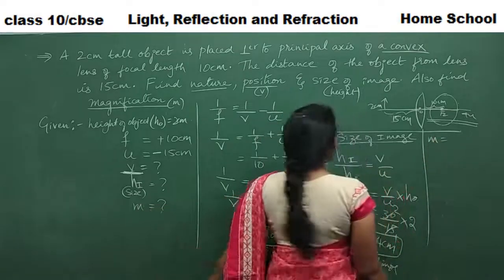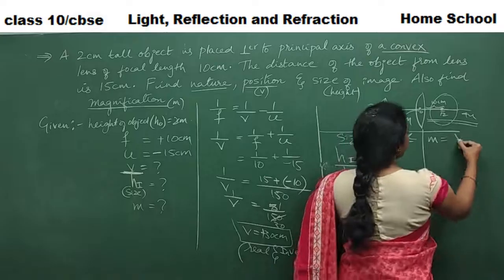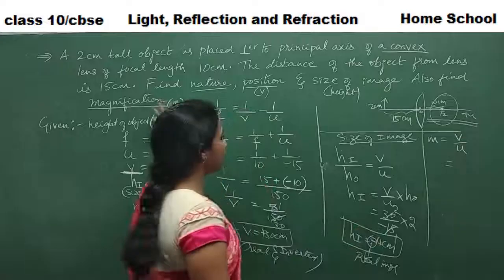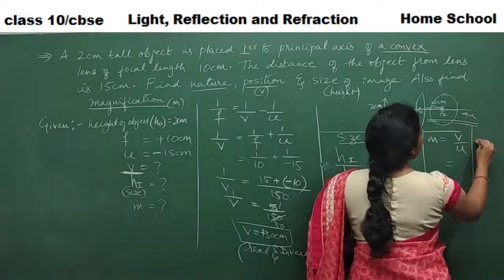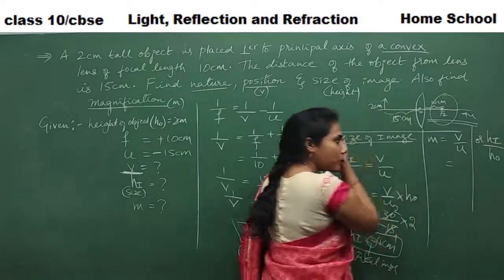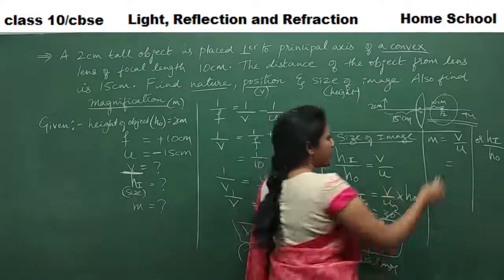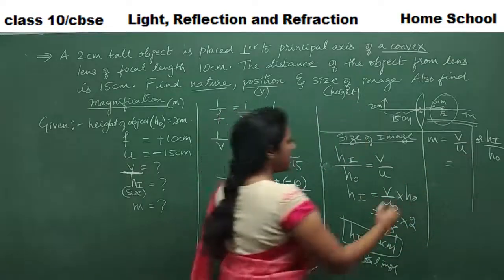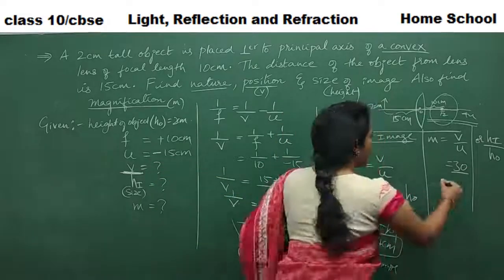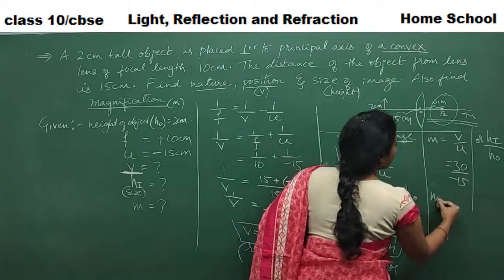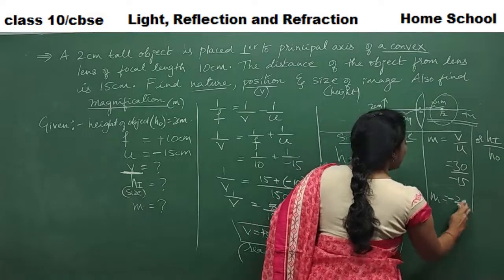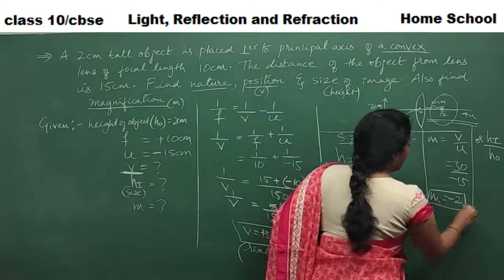Now they asked one more thing. Magnification also they asked. So how do you find magnification? M is equal to V by U. Or now you know height of the image, height of the object. You can also use the formula HI divided by HO. Height of the image by height of the object. Anything you can use. You get the same answer. See, V is how much? V is 30. Okay. U is how much? U is minus 15. So M is equal to minus 2. Sorry, no units. M is equal to minus 2 you will get.